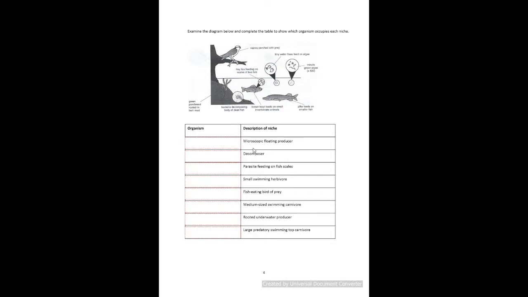So in this example, the microscopic floating producer, I think, would be the algae. The decomposer would be the bacteria. The parasite feeding on the fish scales would be lice. The small swimming herbivores would be the water fleas, Daphnia. The fish-eating bird of prey is the osprey. The medium swimming carnivore would be the brown trout. The rooted underwater producer is a pondweed, and the large predatory carnivore is the pike.